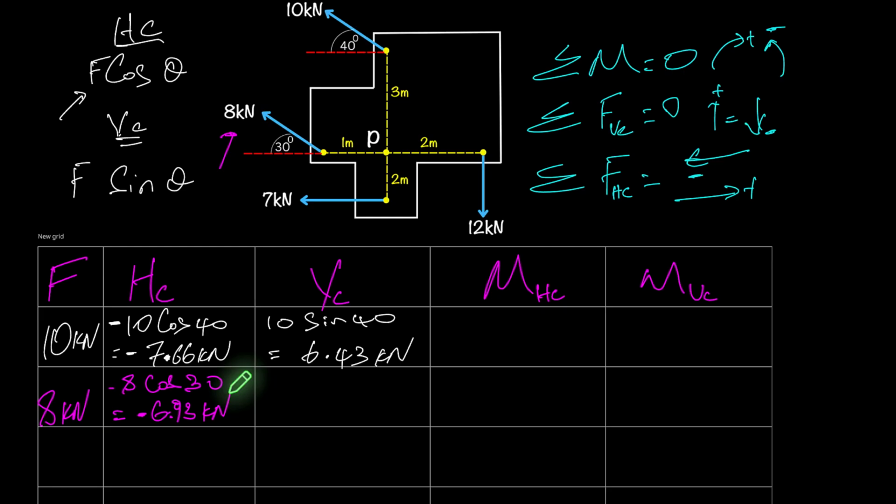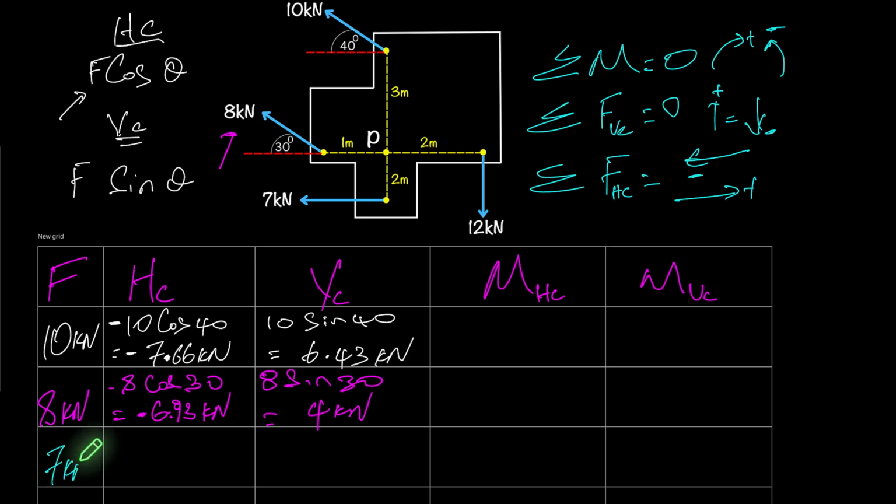And we do the same thing now with the vertical component. So that's just going to be 8 sin 30, and putting that in the calculator, that's just 4 kilonewtons. Now let's go to the other two. So we have that 7 kilonewtons there.